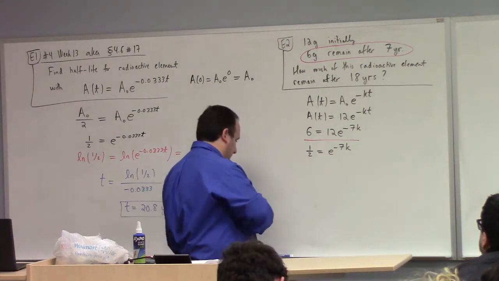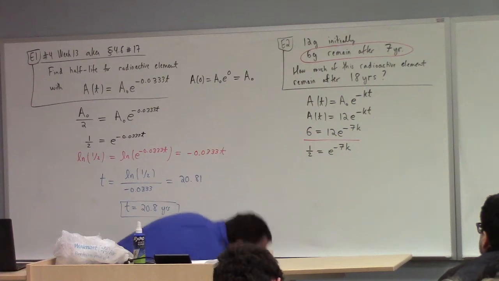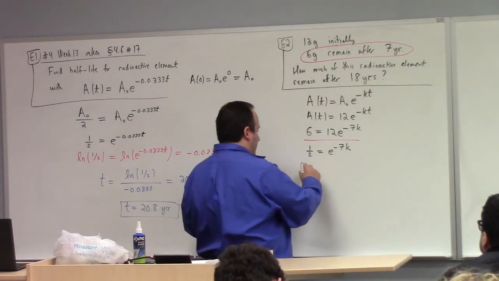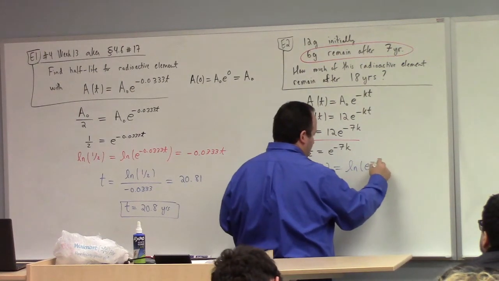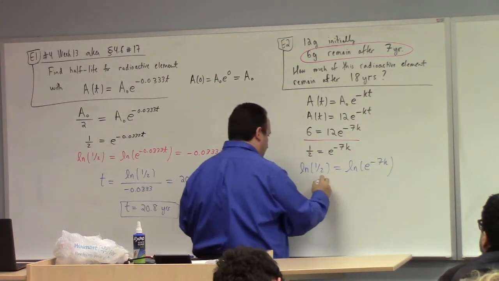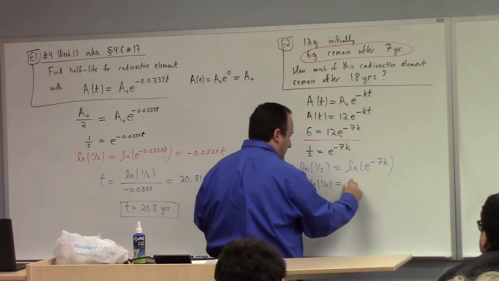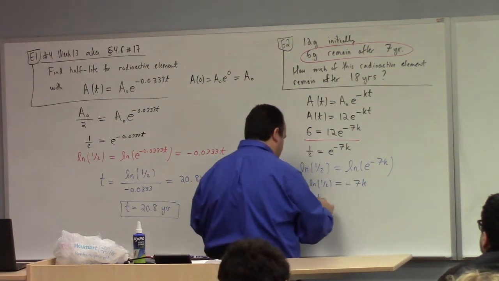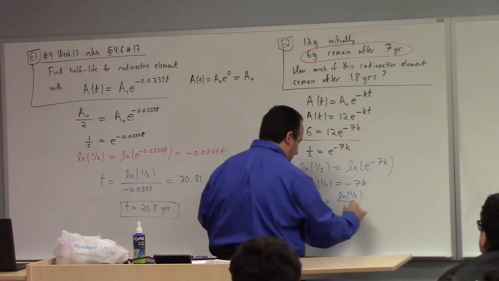Natural log of a half. All right, natural log of both sides. Natural log of 1/2 is the natural log of e to the minus 7k, which gives me, well, natural log of a half is minus 7k, right? So k equals the natural log of a half divided by minus 7.